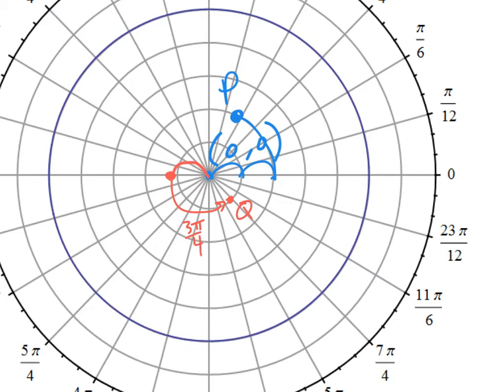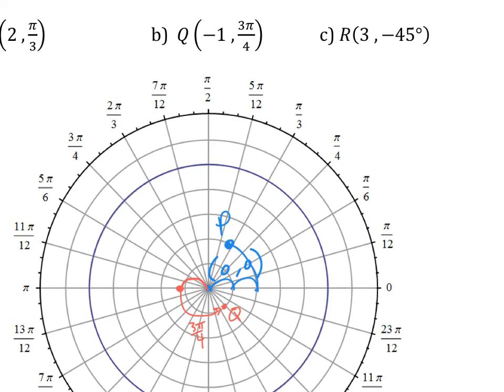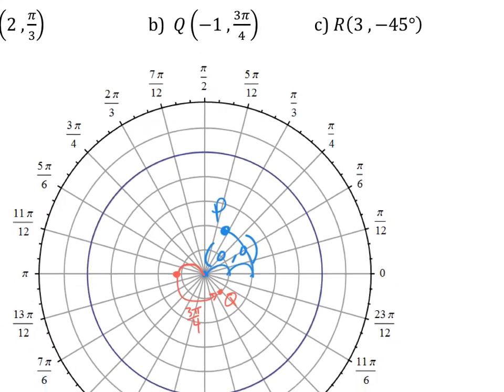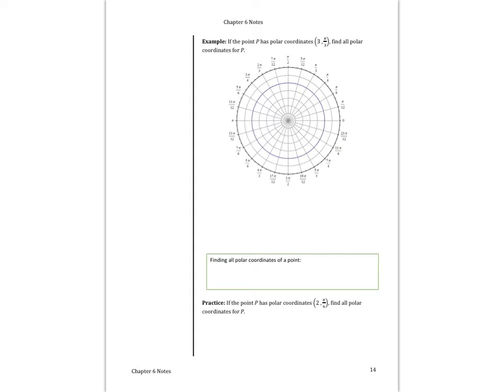Any questions so far before it gets confusing? Okay. All right, let's have you guys try R. R is (3, negative 45 degrees). Let's do this color. So (3, negative 45). So we're going to go 3 out. Negative 45 is this direction. So R is right here. Good? All right. Next one.